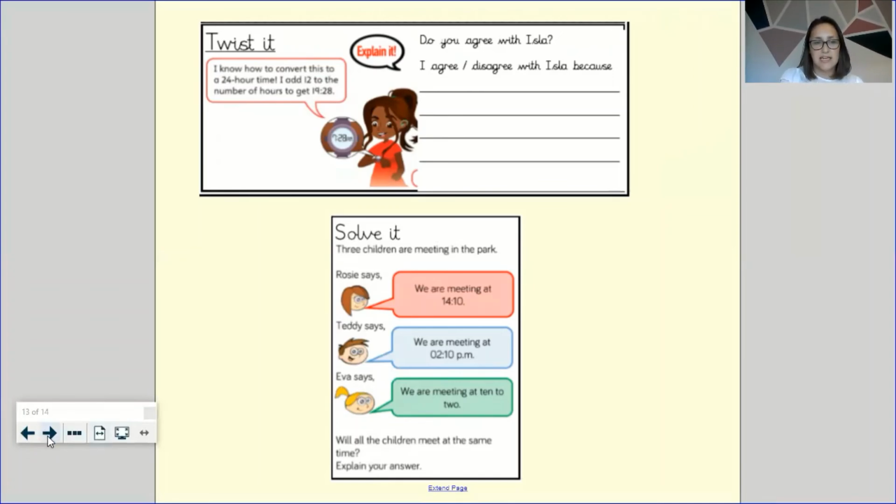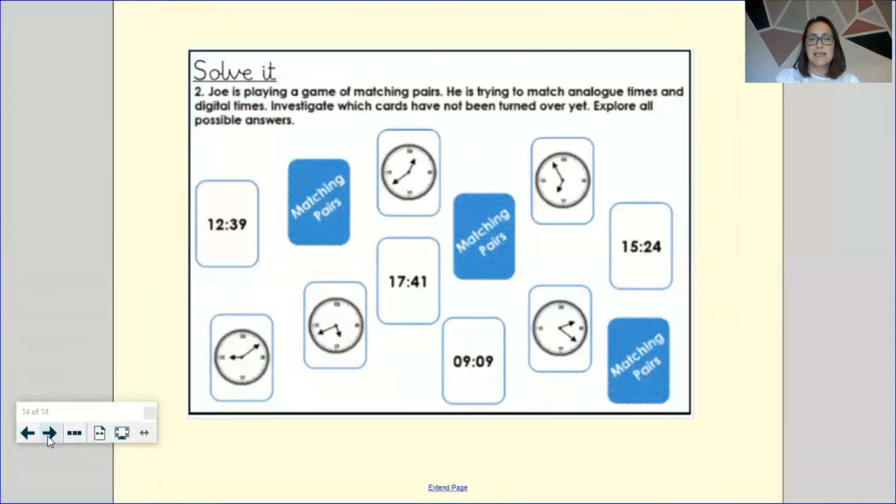Okay? And then as an extra challenge, there's another solve it. So if you do that and you still are wanting to do some more work on your maths and some more time work, then there's another challenge. And that one is about exploring all possible answers. So you've got a game here, a kind of a game of matching pairs. And Joe has been trying to match the analog, so the clock face time, with the digital time. So which cards have not been turned over yet? So which cards could it be possible that haven't yet been turned over?